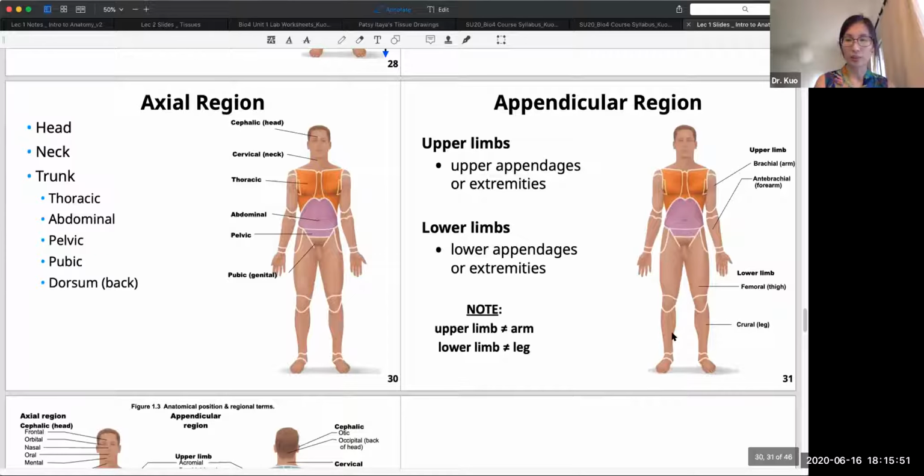Leg is only this region between your knee and your ankle. So lower limb is not synonymous with leg.